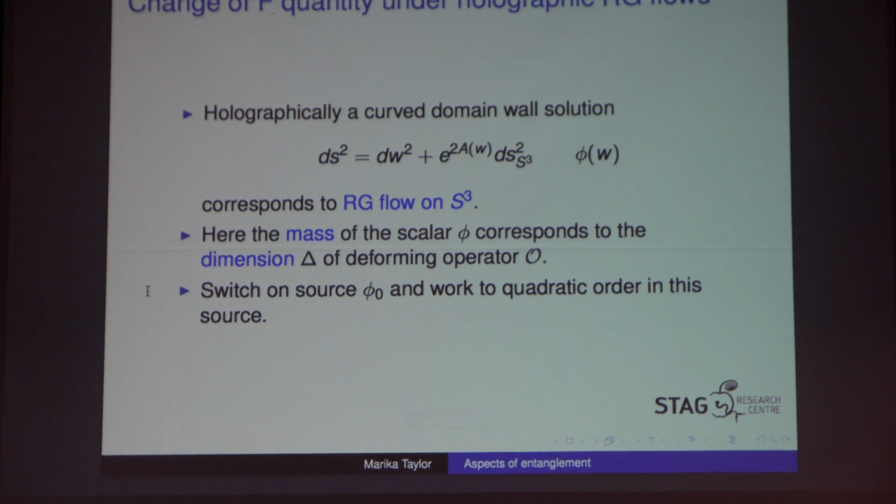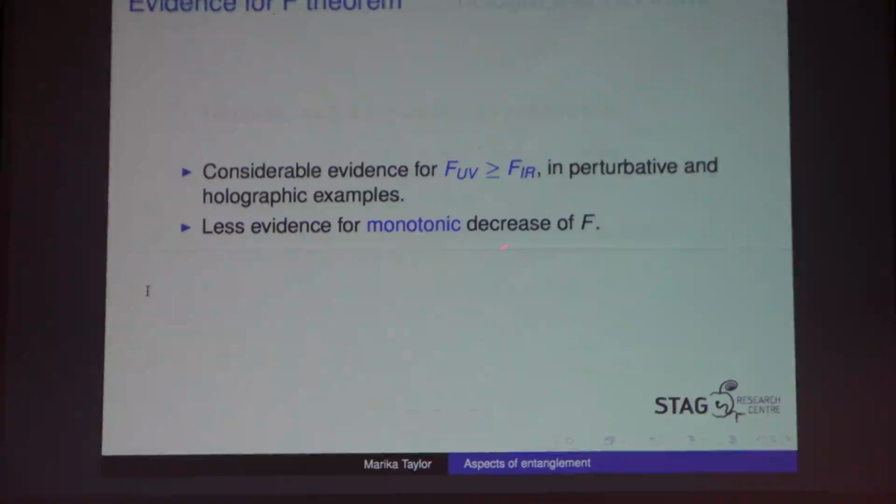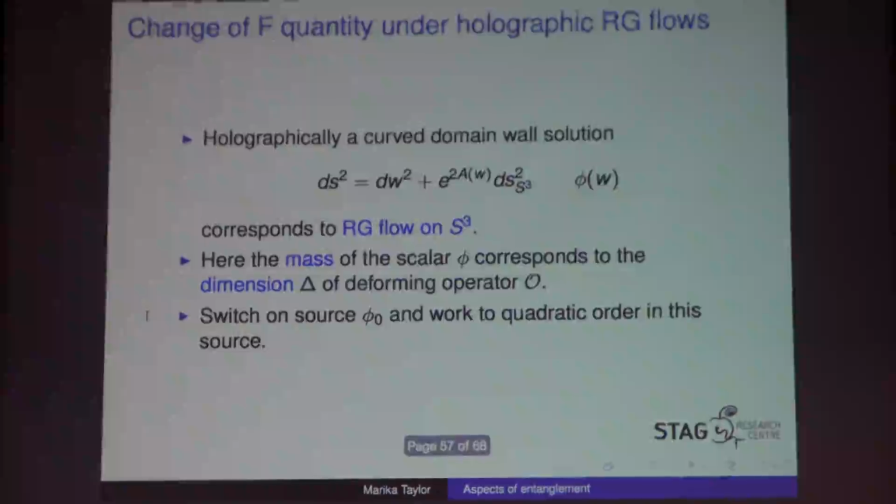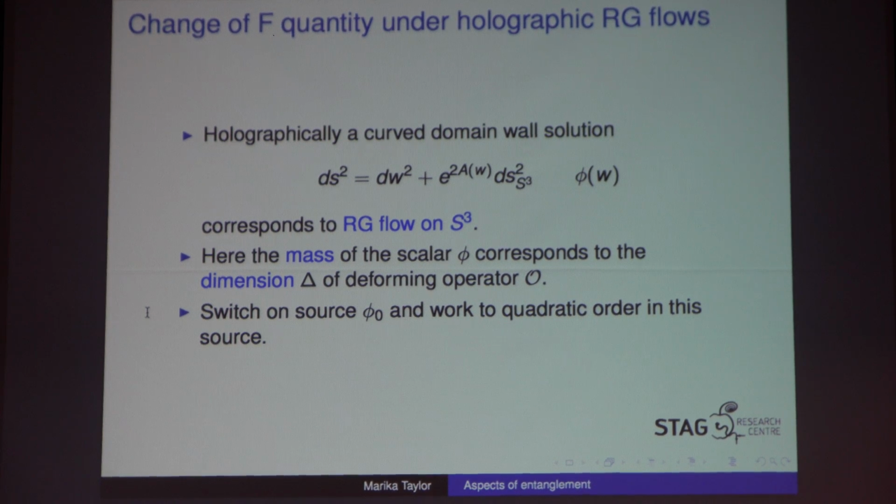And in fact, we have an example here that I'm about to tell you about where this monotonic decrease doesn't seem to be correct. So it seems that the strongest version of the F theorem is not quite correct, or there's something wrong with our holographic models. Okay, so if you want to do the change of F quantity under holographic RG flow, what do you do?